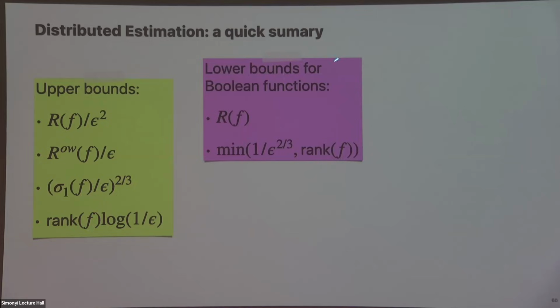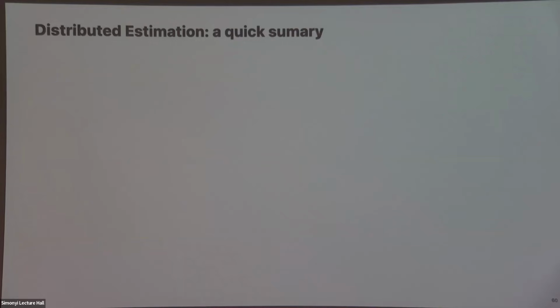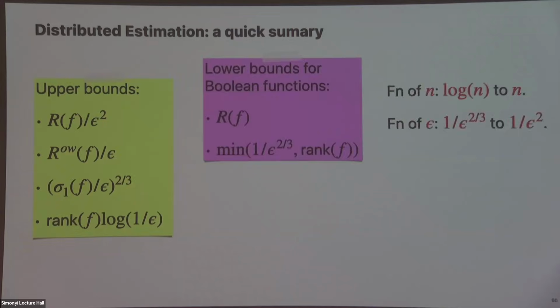In terms of lower bounds for Boolean functions, there was this classic bound of R of F. We've also showed a lower bound of 1 over epsilon to the 2/3 for full rank matrices, which I think is kind of interesting. If we didn't put all these problems together and stare at them like that, you wouldn't think that this pattern should even be true. So I think that's the nice thing about doing complexity, I guess. In terms of n, we know that communication ranges between log n and n.